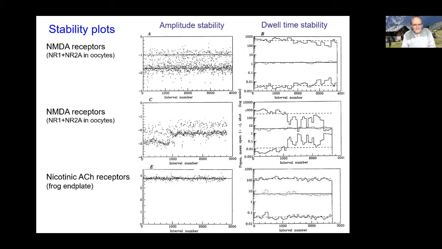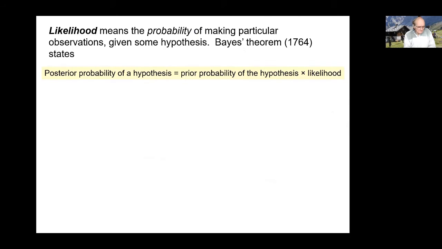For a nicotinic receptor from a frog end plate, you can get much better results. The amplitudes stay dead constant. The shut times and the open times stay constant, and so the P open stays constant. So that's ideal. We could do this in our EKDIS program, plot those. Okay, so now let's get on to some fitting.